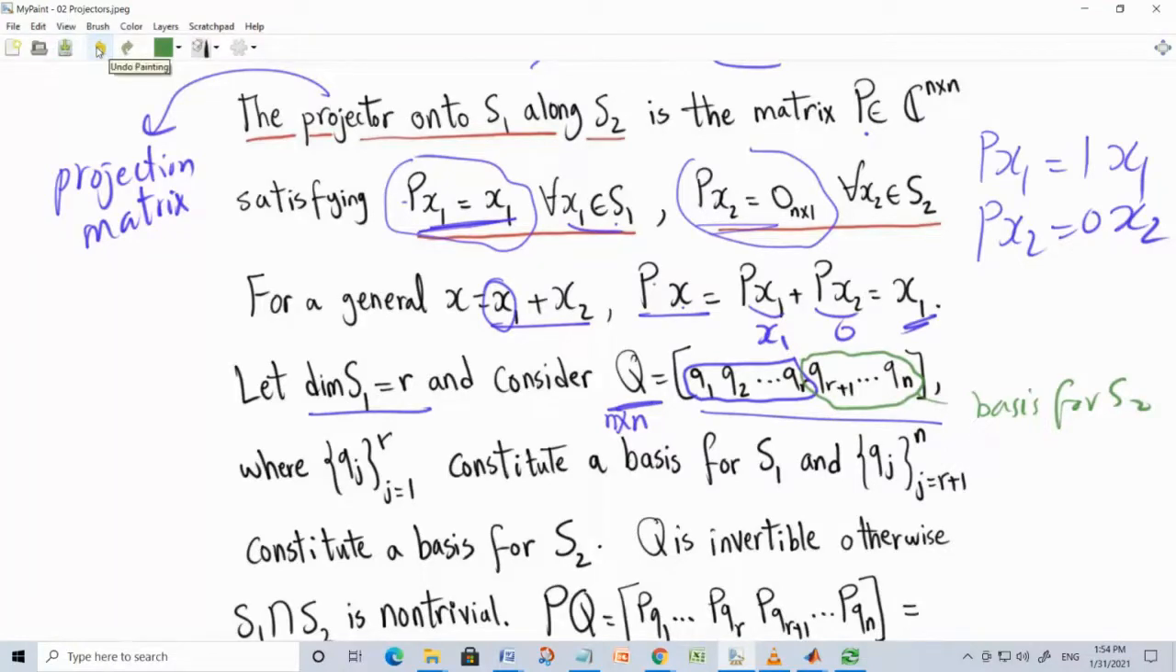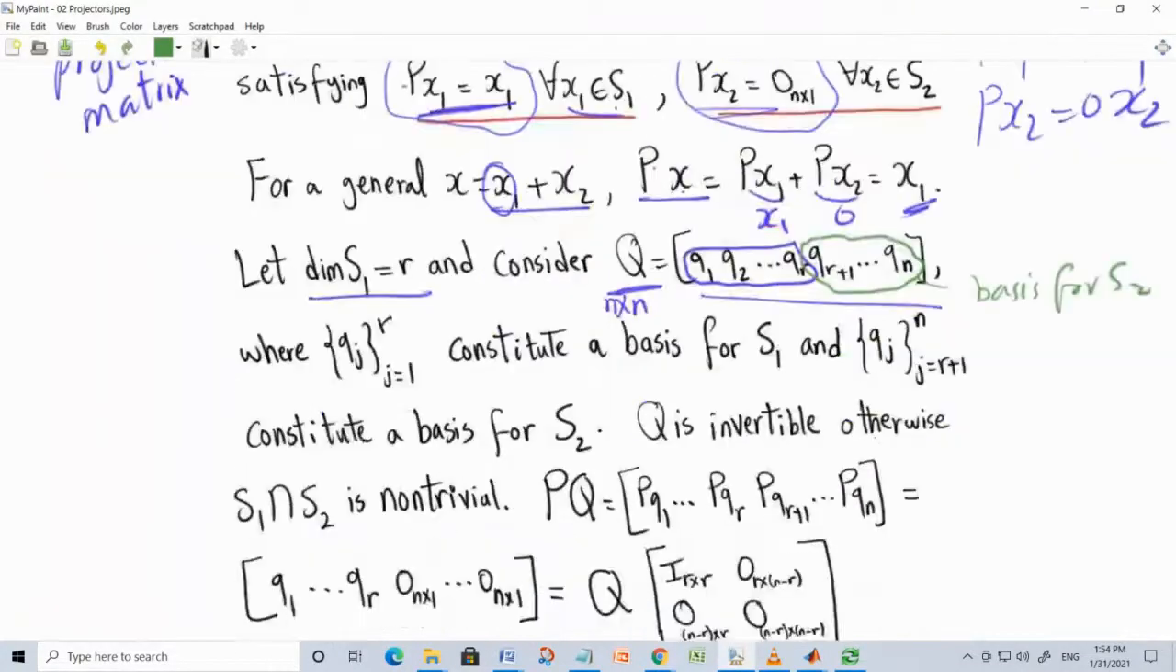So you have two subspaces whose dimensions you know. If the dimension of S1 is R, it means that there are R linearly independent vectors such that any vector in S1 can be written as a linear combination of those R vectors. And S2 will have dimension n minus R, and we will need those vectors to express any vector in S2.